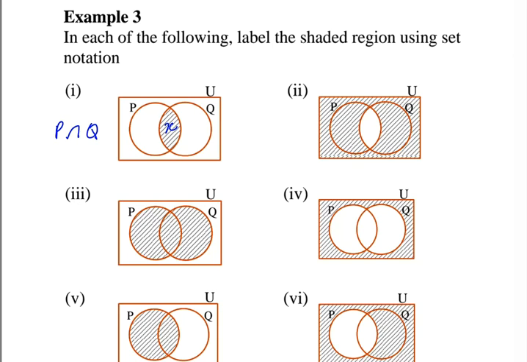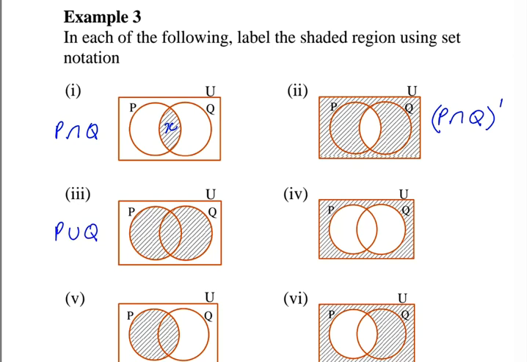Number 2, the region that is not shaded is P intersect Q. And the region that is shaded is everything that is not P intersect Q. Everything that is not P intersect Q is P intersect Q complement, meaning not in P intersect Q. In 3, if you're in that shaded region, you're either in P or Q. Now, if you're either in P or Q, you're in what? P union Q.